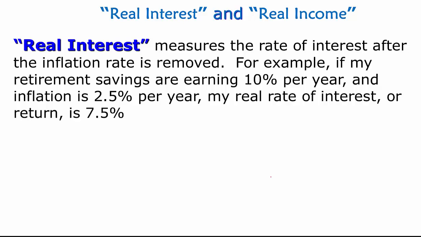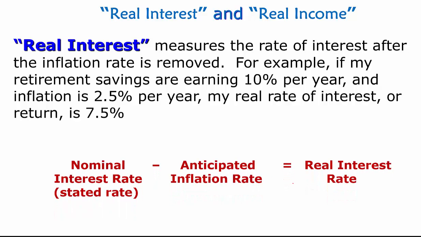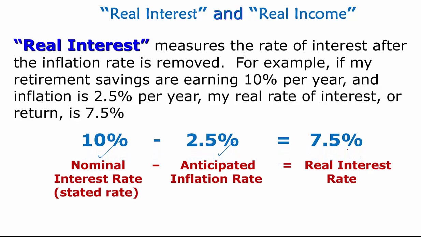Okay? For example, let's look at it from another perspective. I'm trying to earn interest now. If my retirement savings are earning 10% per year and inflation is 2.5% per year, my real rate of interest or return is 7.5%. Okay? So to calculate real interest, all you do is take the nominal interest rate and you subtract the anticipated or the actual inflation rate, and that will give you the real interest rate. So in our example, 10% minus 2.5% equals 7.5%.